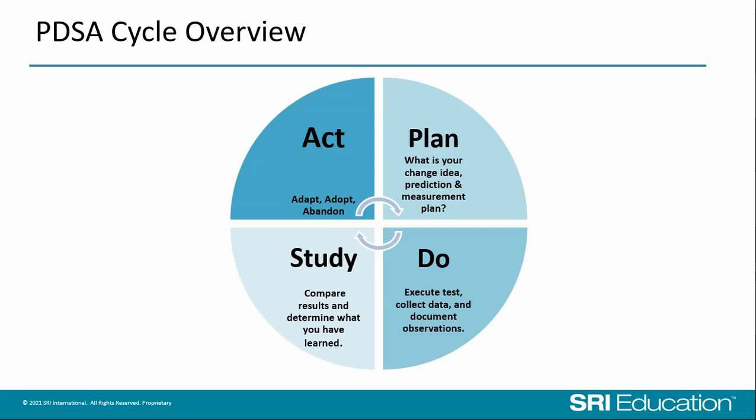With all of that planning in place, you and your improvement team are now in the do phase, where you execute the test of that change idea. You are going to implement it as planned, you are going to collect data in alignment with the measurement plan, and you are going to document your observations throughout the way. These data will give you what you need to move into the third phase, the study phase, where you and other members of your improvement team will compare data and determine what you have learned from those data.